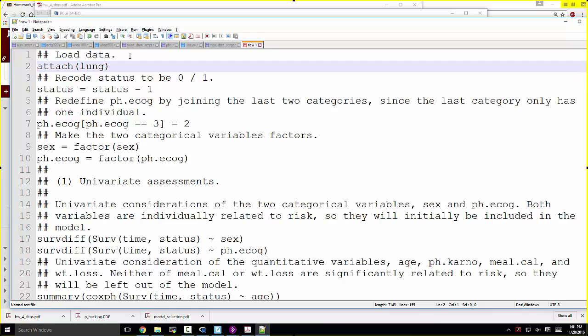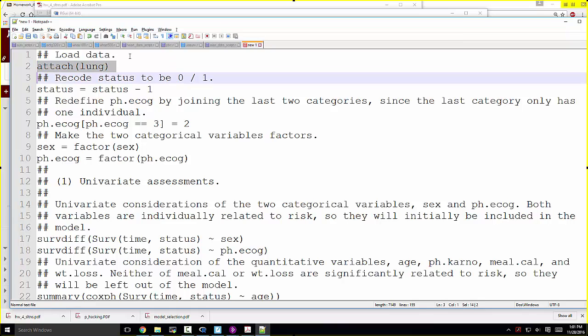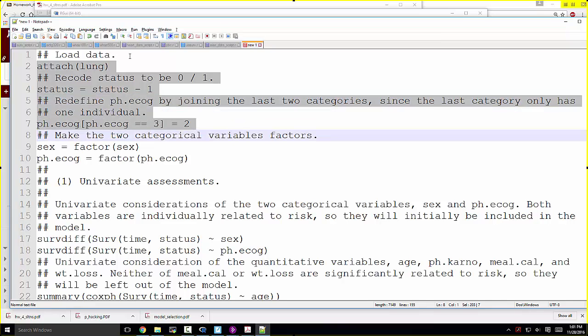And so I recoded status. We talked about this in the Q&A, I think. Status, changing it to be 0, 1, consistent with the parameterization we've been using. And I did this recategorization of the physician.ecog variable. Remember, it only took, I think, 0, 1, 2, and 3 as the values in the data set. Those were the only 4 values we had. But for the equal to 3 category, there was only 1 individual in that category.